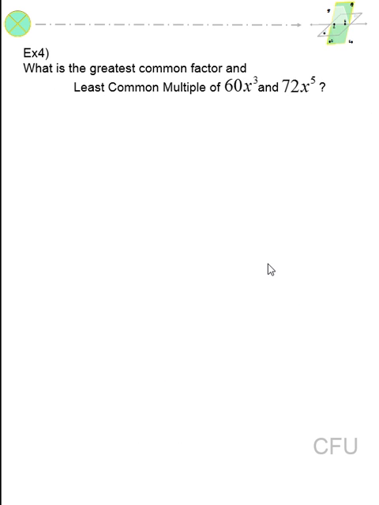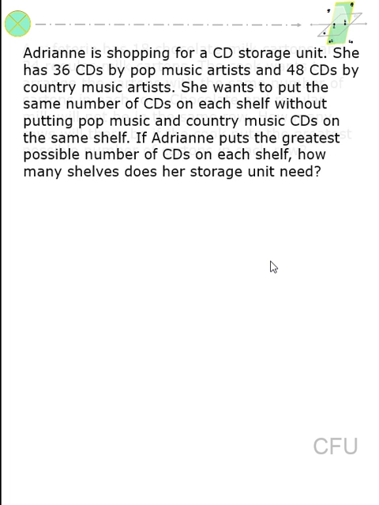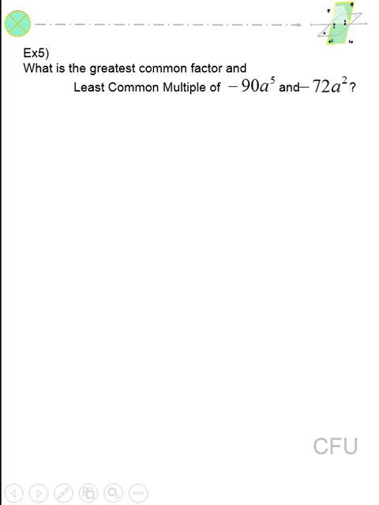Copy this one. Number 5. See if you can do this one by yourself. It's negative 90, a to the fifth, and negative 72, a to the second. Copy that and see if you can do that by yourself. Go.